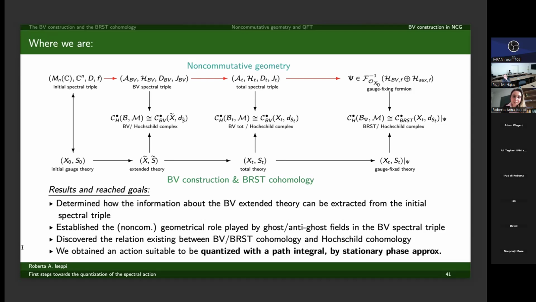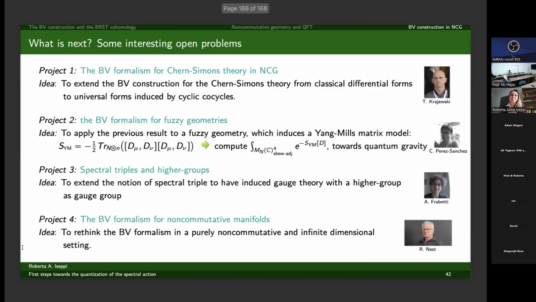And of course, this is just for finite spectral triples, so way more has to be done, and that's for the future. And sorry for going over time.